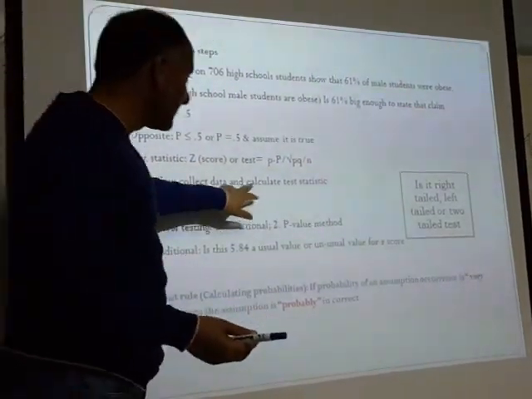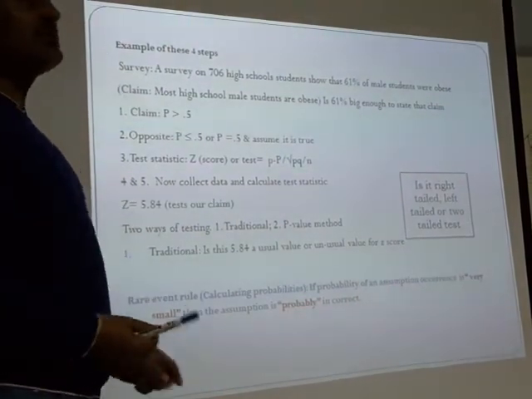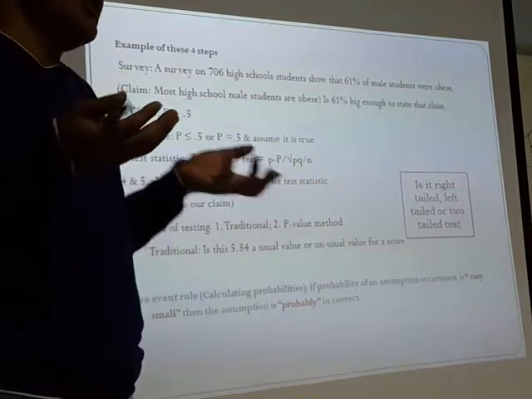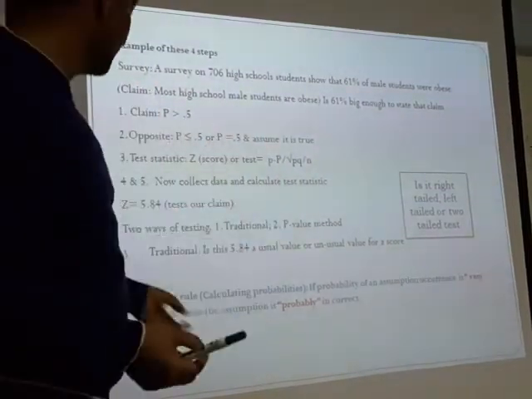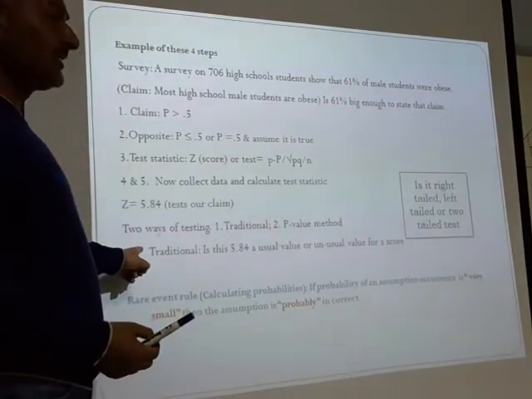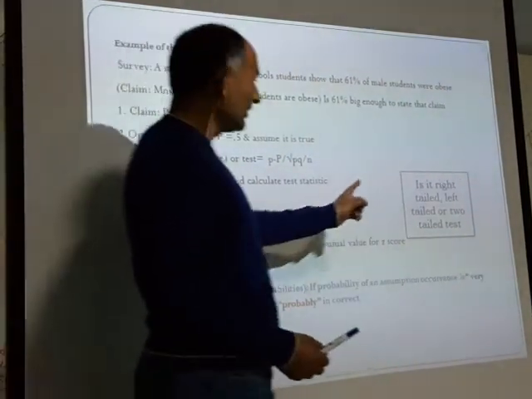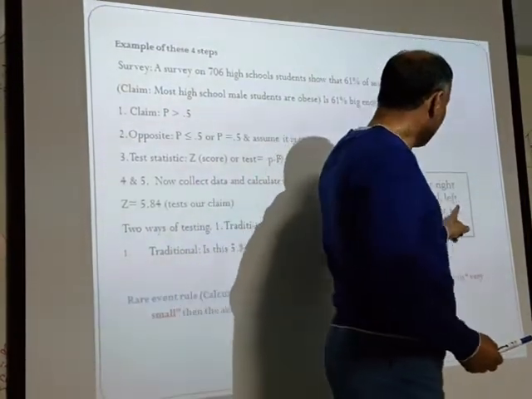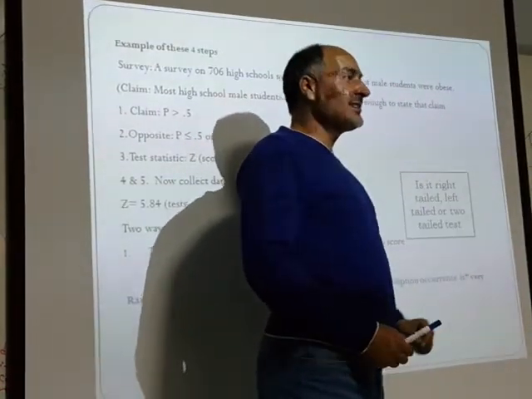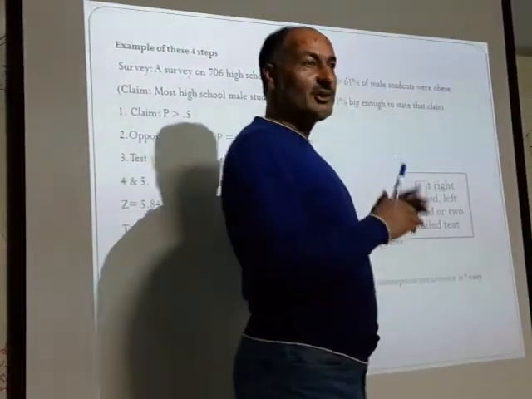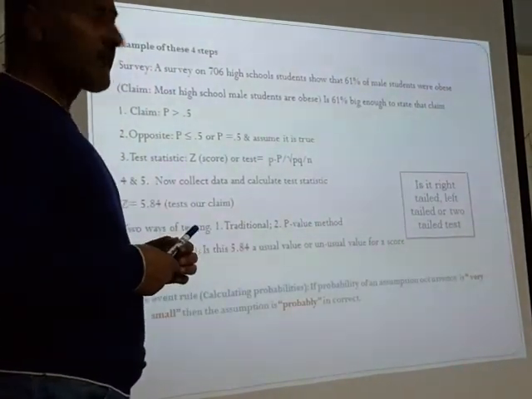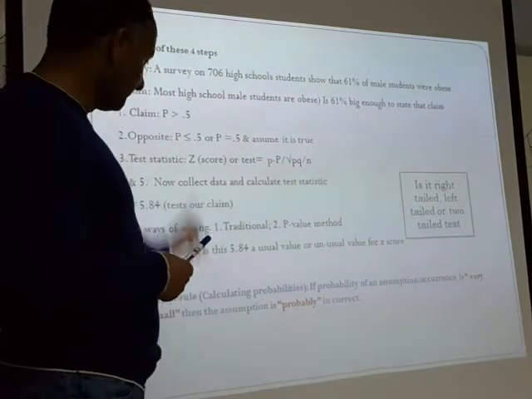Now I collect the data. I have got the z-score of 5.84. This is the value which I have got. Now what will I do with this value? That's very critical here. There are two ways of testing. Traditional, or the other. I will go for the traditional method. So it is a right tail, left tail, or two tail test. Should I use a right tail, a left tail, or both tails? Right tail, because the alternate hypothesis points that way.